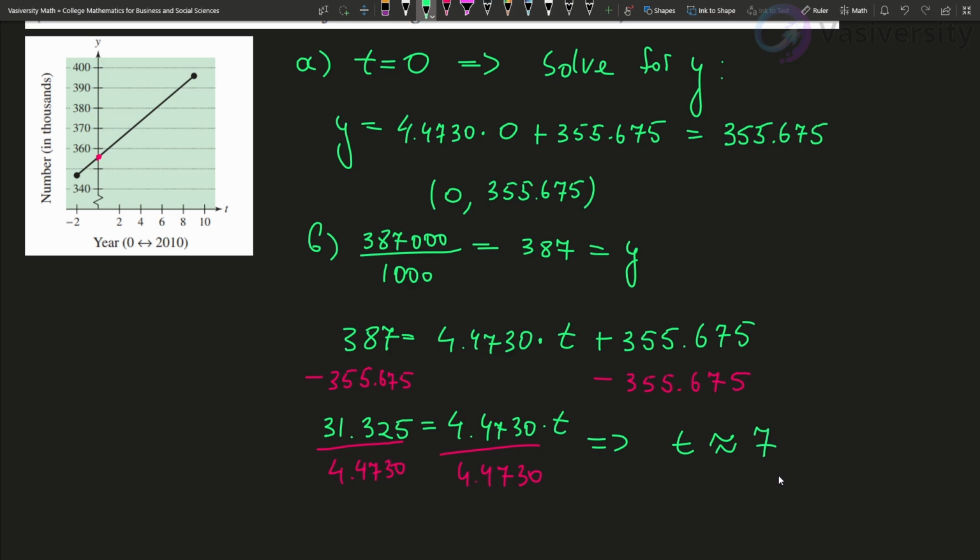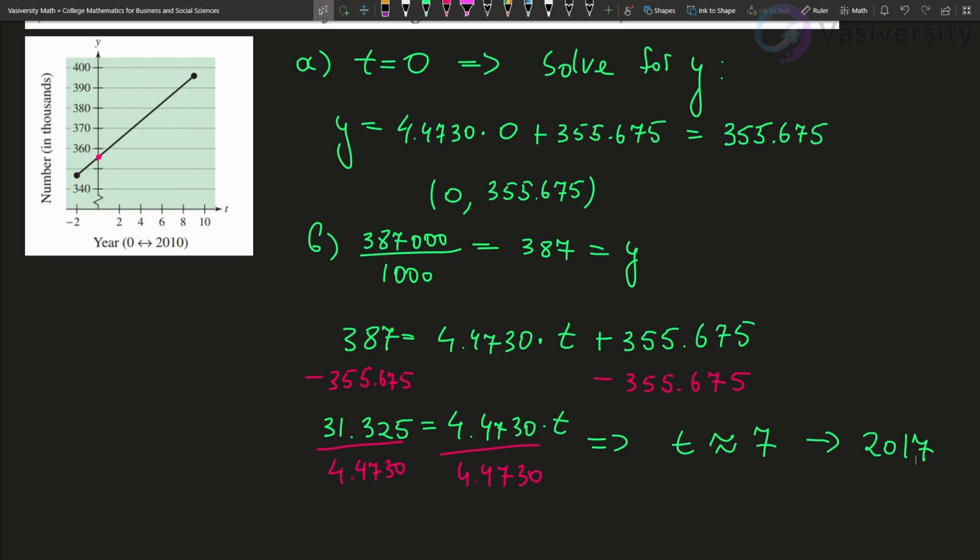Since t equal to 0 represents 2010, t equal to 7 represents 2017. So in 2017, at approximately that time, we had 387,000 female participants in high school soccer. Okay, perfect. That would be it for this problem and this application.